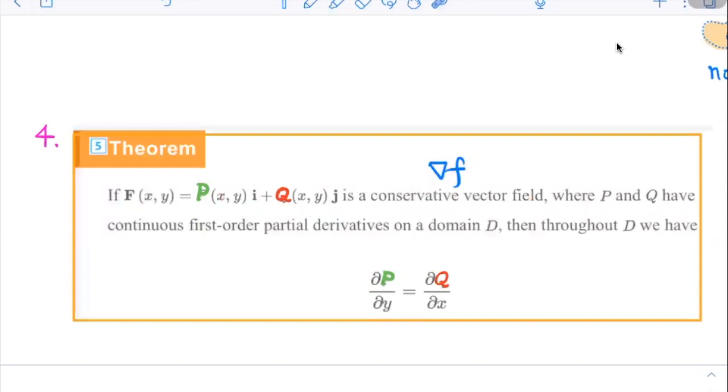And where P and Q have continuous first order partial derivatives on a domain D, then throughout the domain we will have the partial derivative of P with respect to y equal to the partial derivative of Q with respect to x, providing that the F here is conservative, which means that if this is not satisfied, then automatically you can say that this big F is not conservative.